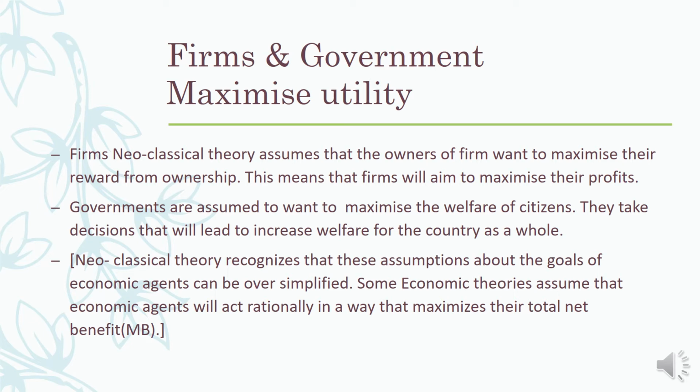So, neoclassical theory recognizes that these assumptions about the goals of economic agents can be oversimplified. Some economic theories assume that economic agents will act rationally in a way that maximizes their total net benefit. That means they will act to maximize their marginal benefit. Marginal benefit means, by consuming one more, how much additional benefit you are receiving from that. So all these economic agents will, every time, try to maximize their utility. That is what the neoclassical theory says.